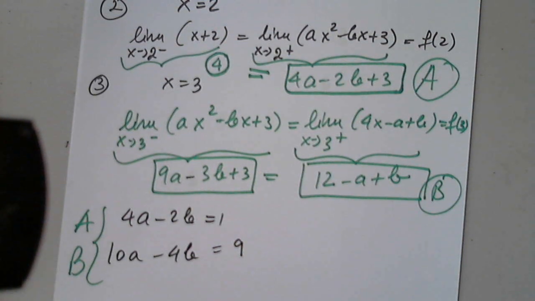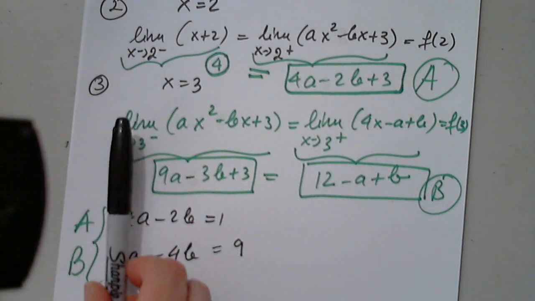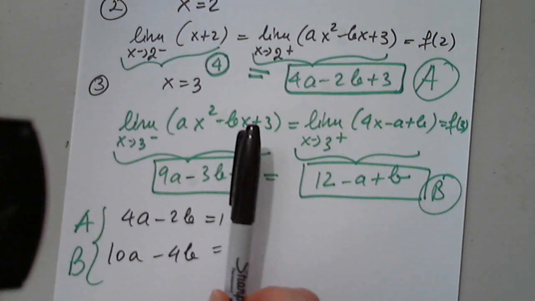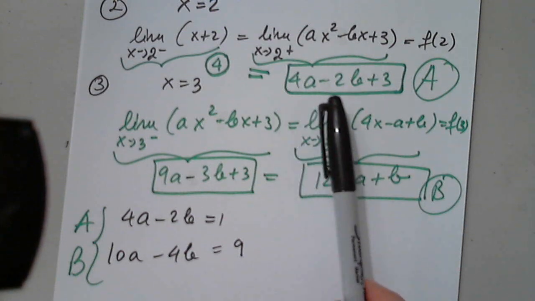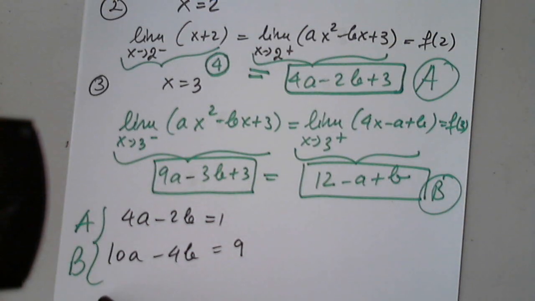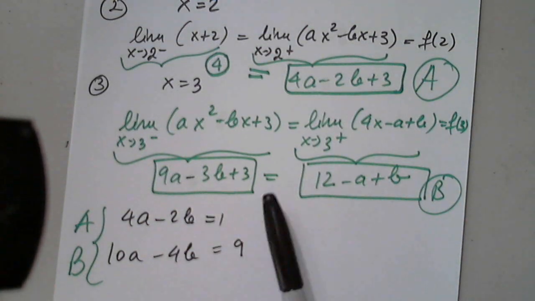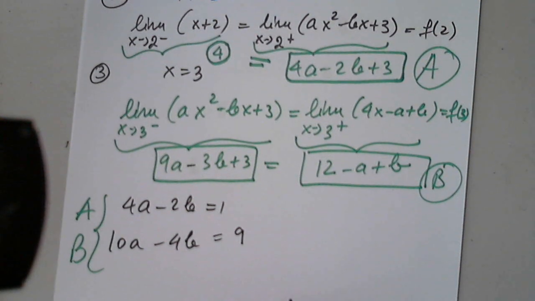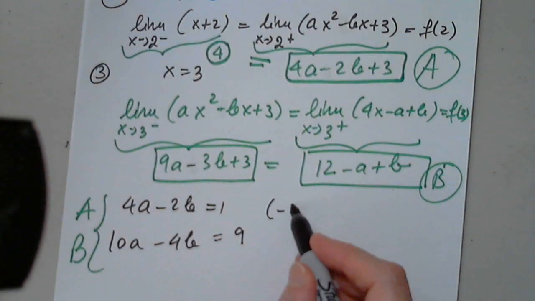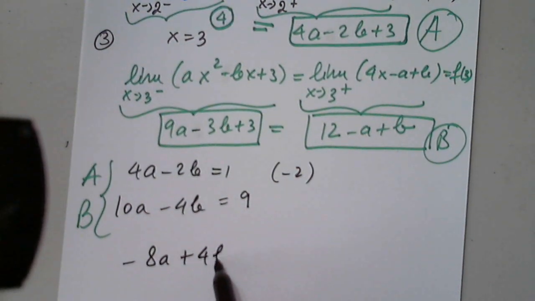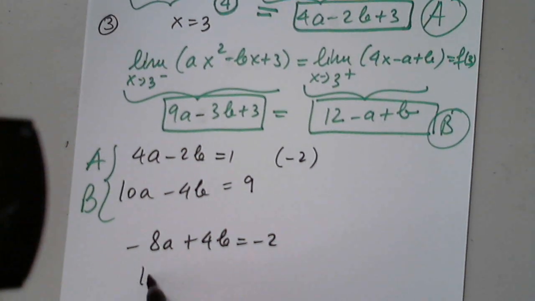I have to clean this up as much as possible and have a below a, b terms with b below b, and the free terms outside. So 4a minus 2b, subtract 3 from both sides. Positive 10a minus 4b, move 3 to the other side. 12 minus 3 is 9. At this point, I will decide to eliminate b. So I will multiply the first equation by negative 2. So I have negative 8a plus 4b equals negative 2. And then 10a minus 4b equals 9.